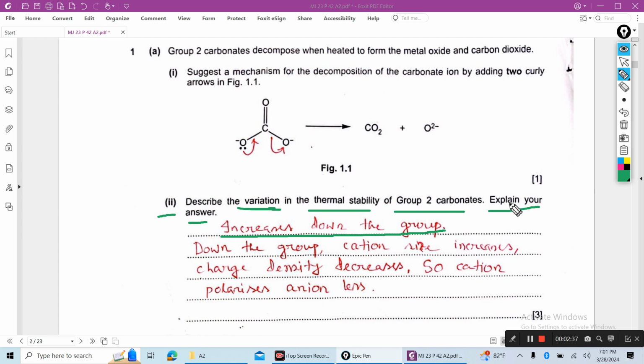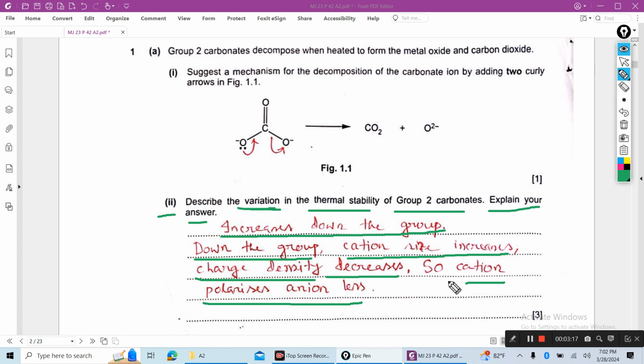Now explain. You know down the group cation size increases, the cation becomes larger as shell number increases. So charge density decreases as the cation becomes larger. That's why the polarizing power of the cation decreases, so the cation polarizes the anion less. That's why thermal stability increases.